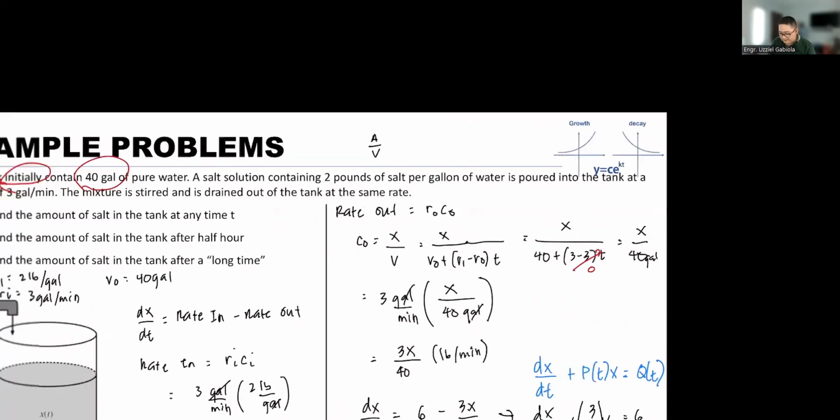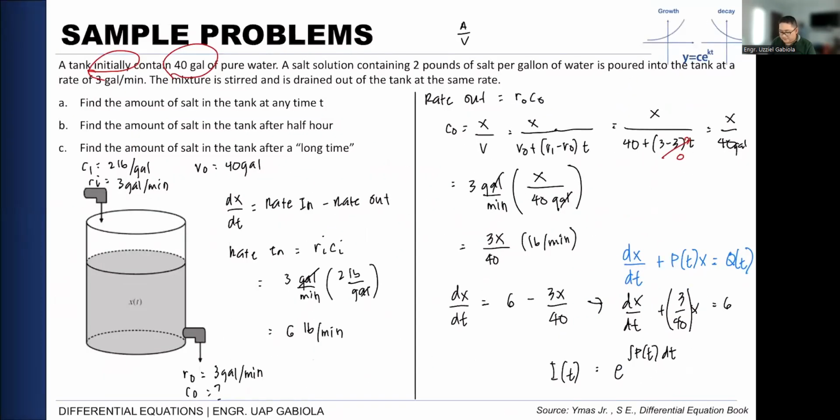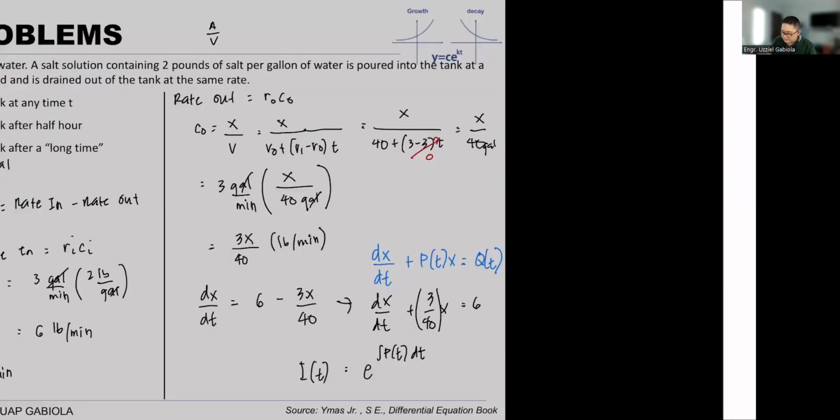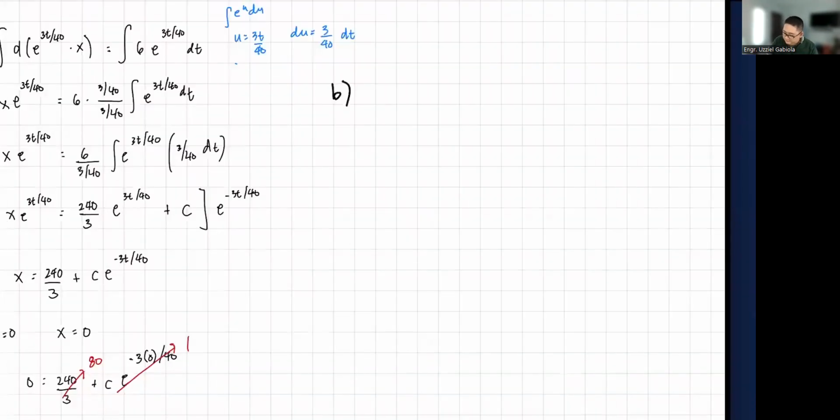Letter B asks: find the amount of salt in the tank after half an hour. What does half an hour mean in minutes? 30 minutes. We will use minutes to stay consistent with the unit we have. So if our time is equal to 30 minutes, what will be the value of x?